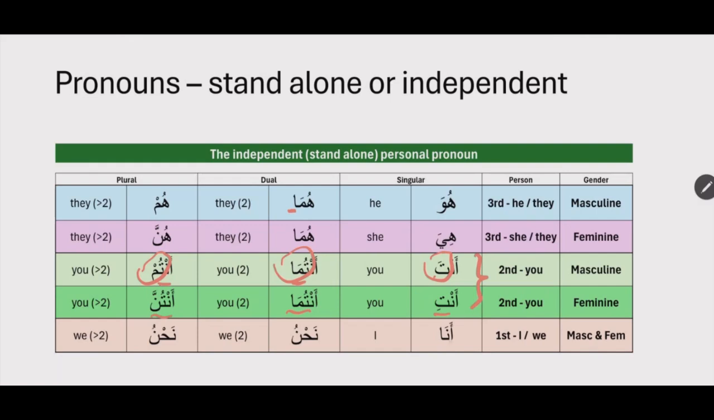Okay? Ana, nahnu, that you just need to remember as I and we. But the feature here, if you remember, is this noon. And here is an alif, that comes in sometimes in the other tenses of the verbs as well. All right, so these are the standalone pronouns.